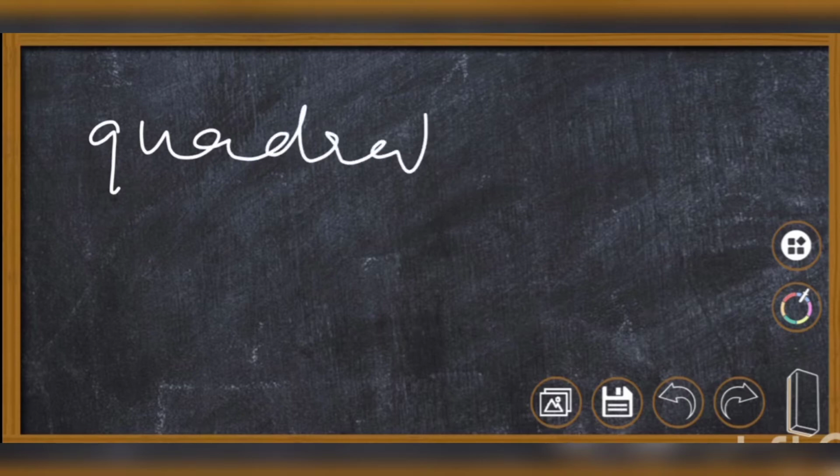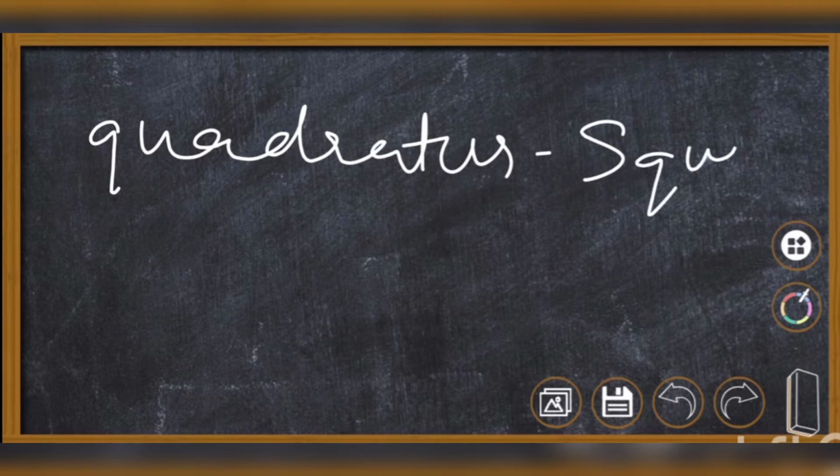So first, what is a quadratic equation? The word quadratic is derived from the Latin word quadratus, meaning square.